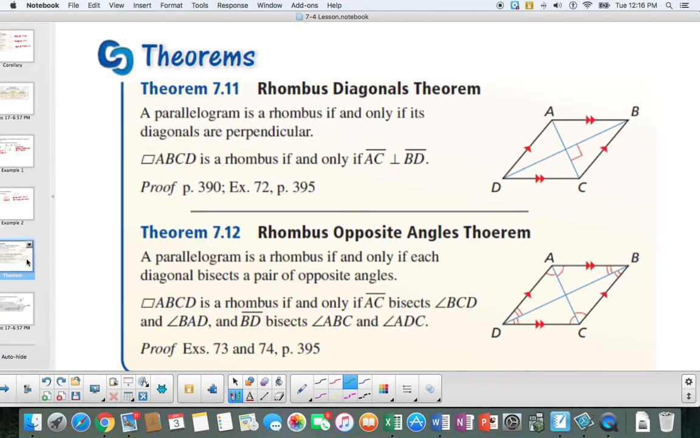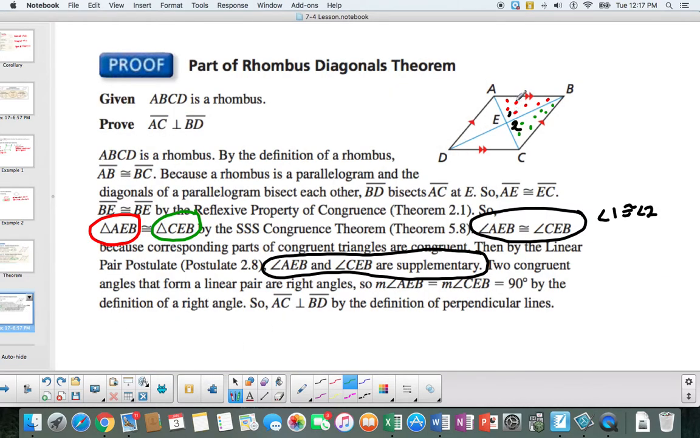Here are some interesting characteristics about a rhombus. One is that the diagonals are perpendicular, and another one is that diagonals bisect opposite angles, so they cut these angles in half. Let's take a look at a proof for this first one. I'm going to look at this triangle, the red triangle, and I'm going to look at the green triangle. Now I know that this is a rhombus, so therefore all the sides are the same. So AB will be congruent to BC, and that'll be a side. I also have AE congruent to EC right here, that's a side, and that's because diagonals are bisecting each other.